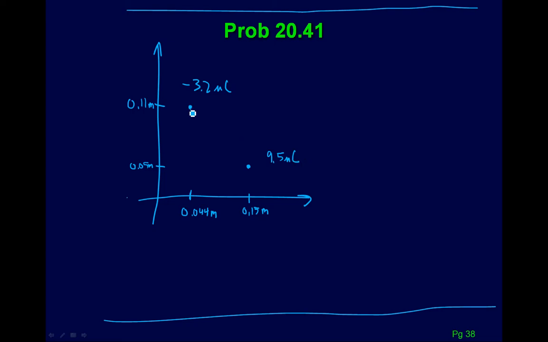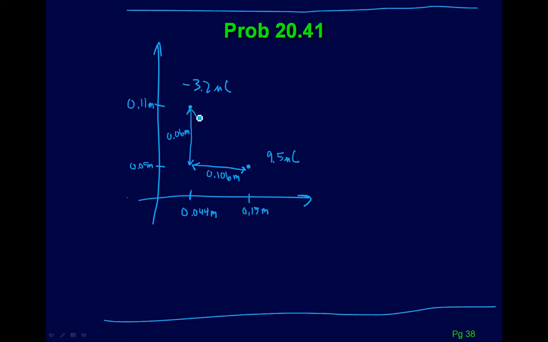Now what I'm going to be very interested in is this distance here and this distance right here. So, 0.15 minus 0.044, when I did that, I got a distance of 0.106 meters for that one there. That's the distance between the two particles in the x direction, if you will. And the distance between the two particles in the y direction is 0.06 meters.